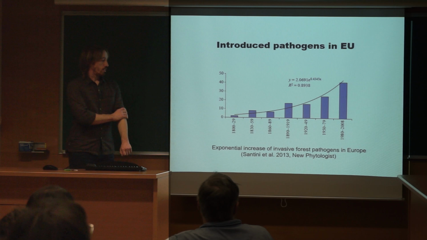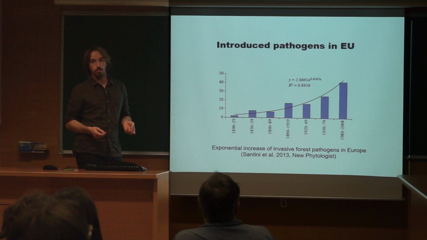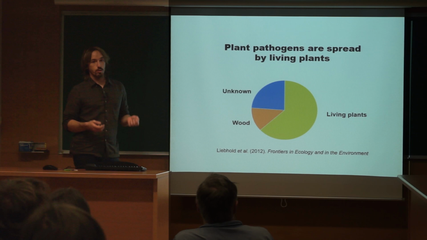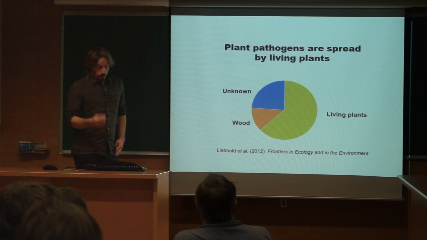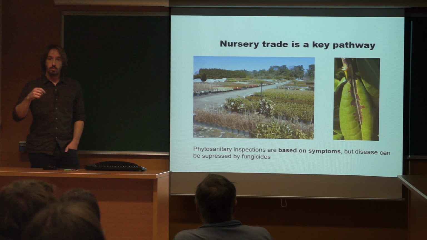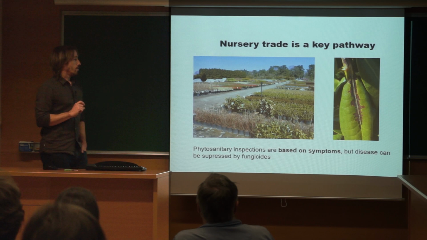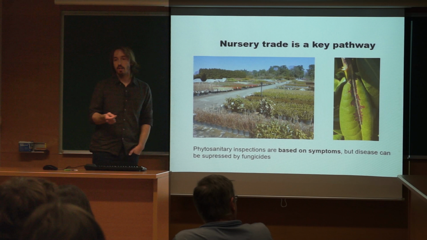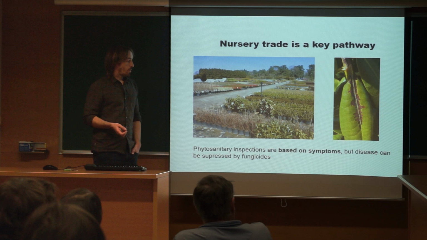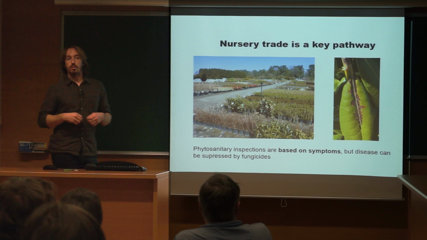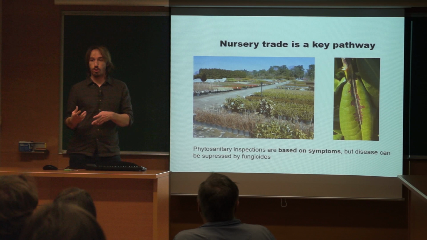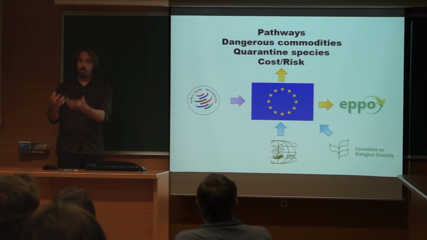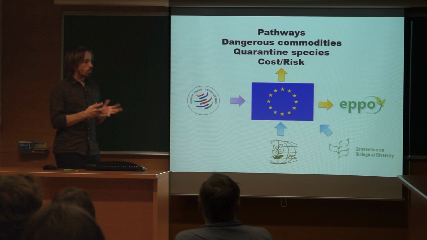You can see there's been an exponential increase in new arrivals of pathogens. We know some facts, and one is that most of these pathogens come in living plants. Basically, it's because there's quite a trade industry that grows things elsewhere and brings them here. One of the problems in this system is that, of course, you cannot bring sick plants into Europe. No one wants that. But the inspections are often done in the nurseries, and they are based on symptoms. The thing is, in the nurseries the plants are very happy, and they often apply fungicides, so they are suppressing the disease. The pathogen is there, but you don't see the symptoms. And that causes that when we go to our houses and put this beautiful plant that we bought, it starts dying. So the system is not so perfect.